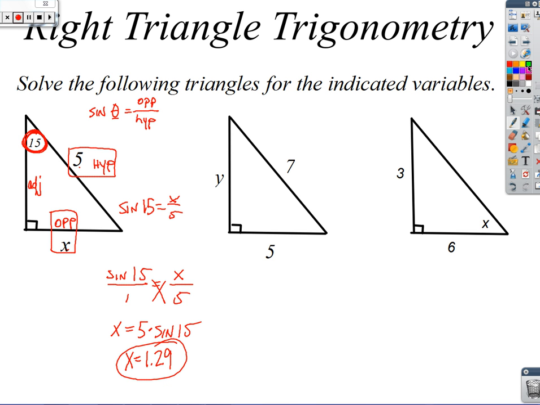My second triangle here gives me 5, which is a leg, gives me 7, which is a hypotenuse, and it's asking for y, which is another leg. No angles means no trig. So what that actually means is Pythagorean theorem. A squared plus b squared equals c squared. Now the only tricky part about the Pythagorean theorem is to remember that the hypotenuse must be c. So we end up with 5 squared plus y squared equals 7 squared.